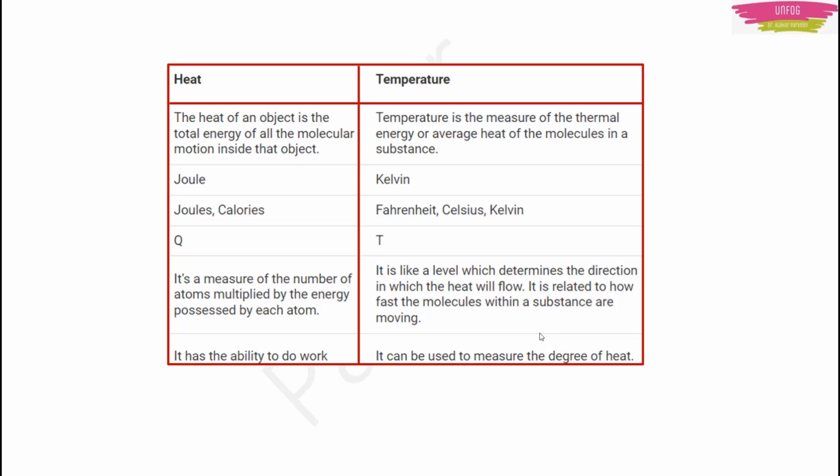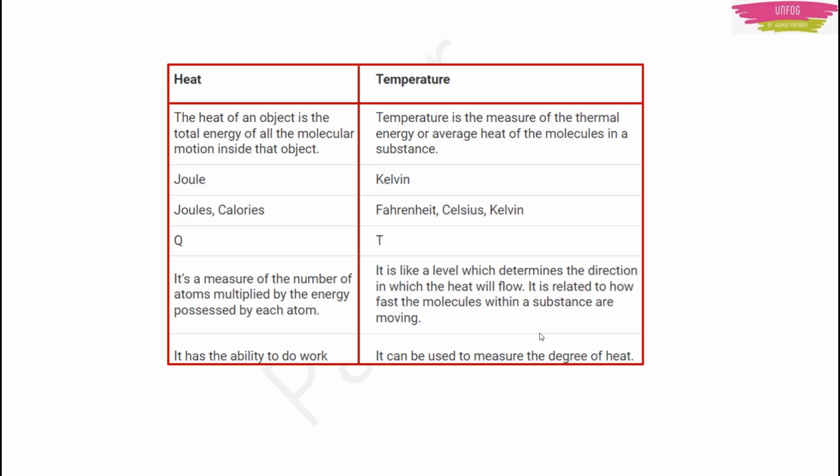Then if we talk about the SI unit, the SI unit for heat is joule and for temperature it is Kelvin. If we talk about all the units, for heat it is joules and calories. For temperature it is Fahrenheit, Celsius, Kelvin and so on. And what are the symbols we usually use? For heat we use capital Q and for temperature it is capital T.